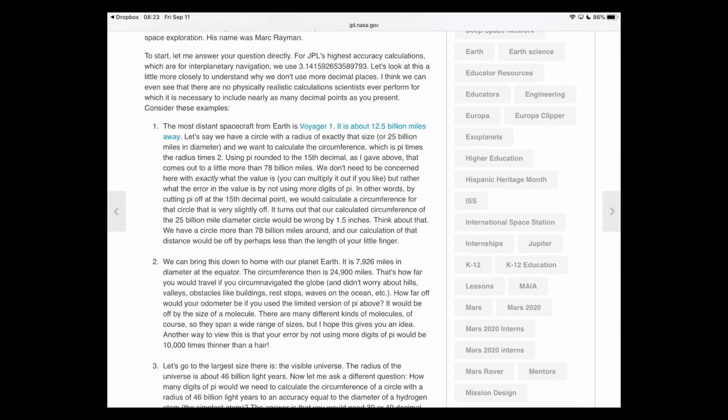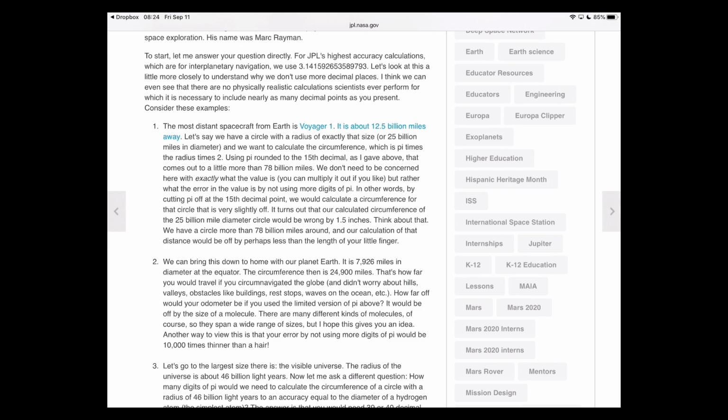Yeah, if you go pi to 15 decimal points, then if you make a circle from here to the Voyager space probe in radius, your circumference calculation would be off by an inch and a half if you used only 15 decimal points. All right, seems like it's probably good enough then.